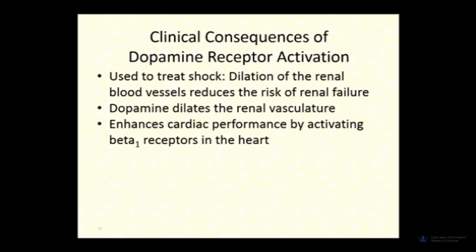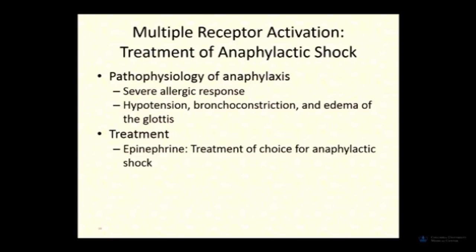The kidneys aren't getting enough blood to filter it and perform their function. So dopamine in a patient with shock is used to dilate the renal blood vessels in order to reduce the risk of renal failure. It also enhances cardiac performance by activating beta-1 receptors in the heart. So dopamine is going to be used in the treatment of shock for those two purposes.